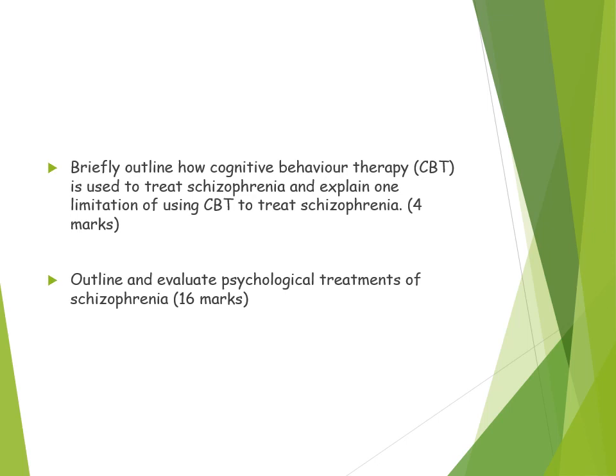So in terms of some evaluation-based questions: briefly outline how cognitive behavioural therapy is used to treat schizophrenia, and explain one limitation of CBT in the treatment of schizophrenia. So this has been a bit more specific in terms of its evaluation. It's specifying it wants one limitation of CBT as a treatment of schizophrenia. So you could talk about contradictory evidence or the difficulty of concluding whether it's down to CBT or drug treatments. And then outline and evaluate psychological treatments of schizophrenia for 16 marks.